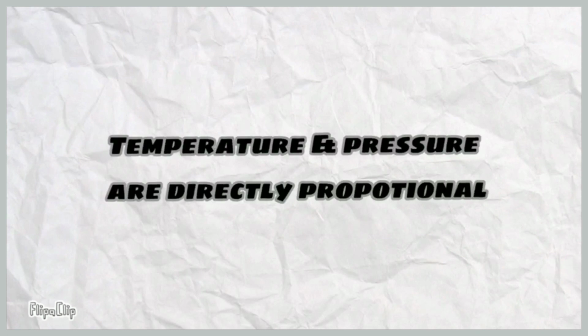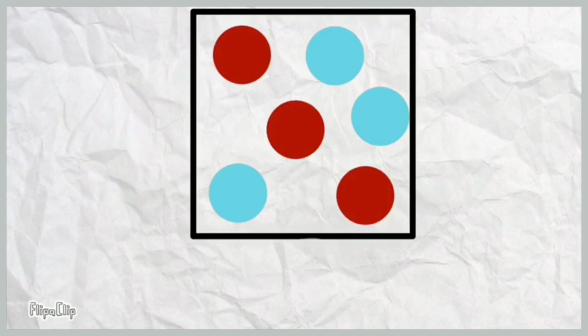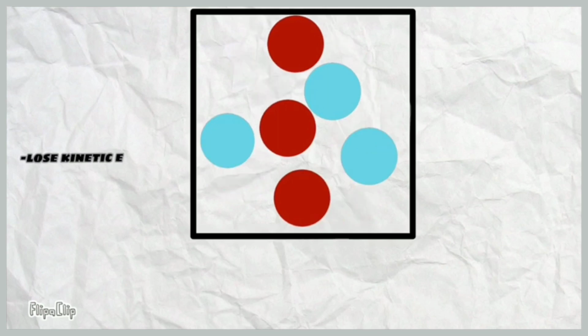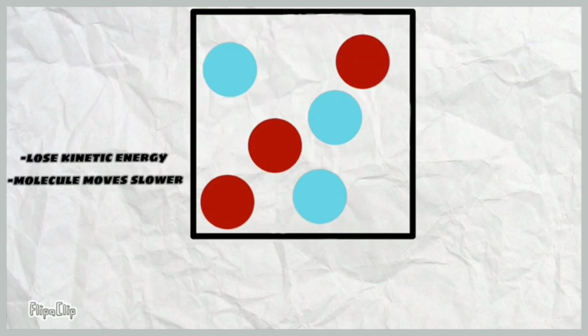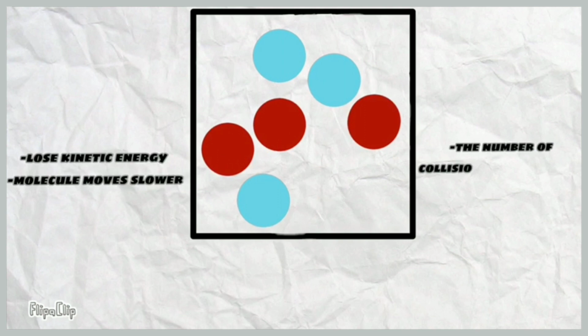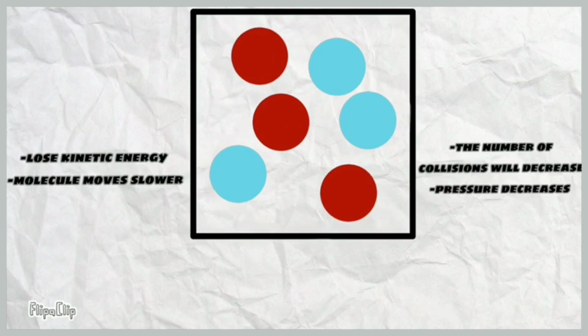Temperature and pressure are directly proportional. If you decrease the temperature, the molecules will lose kinetic energy. They will move slower, so the number of collisions will decrease. Same goes for pressure.